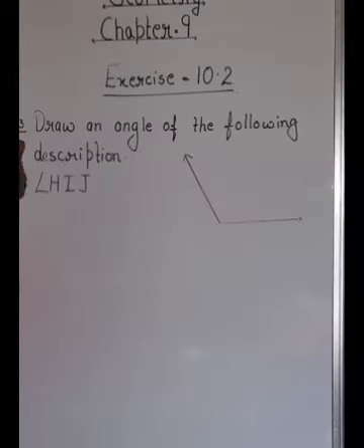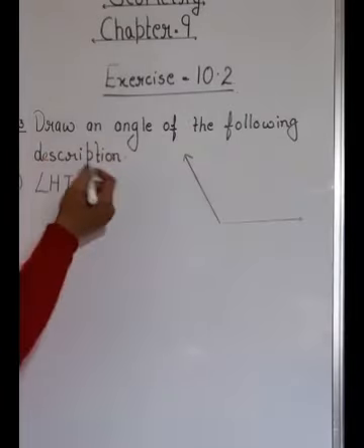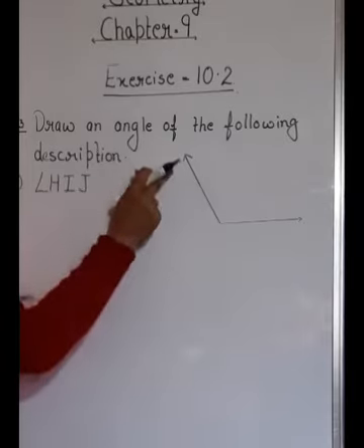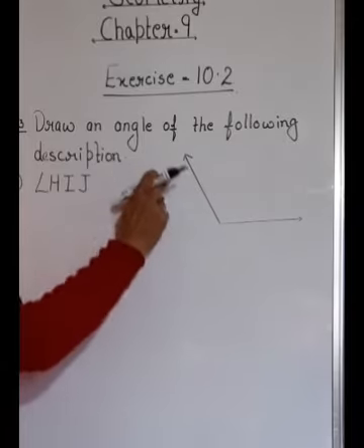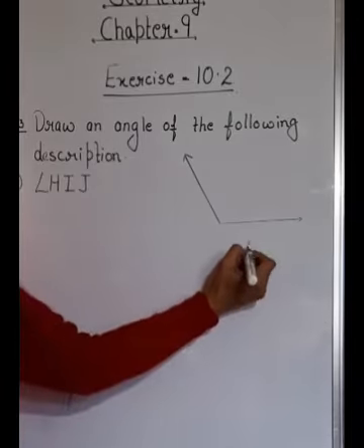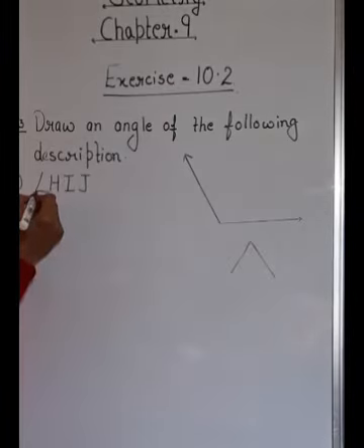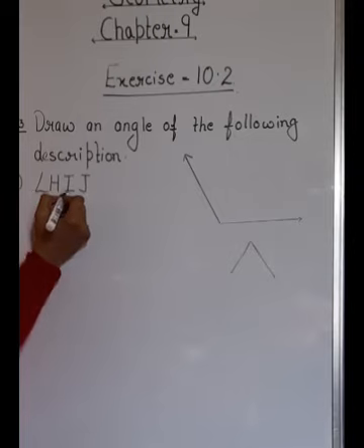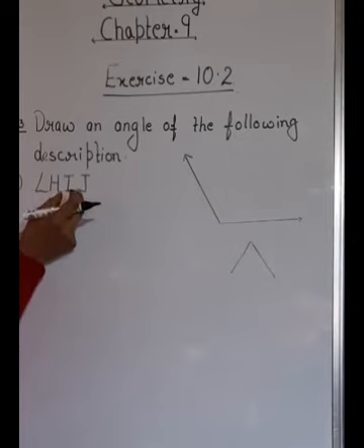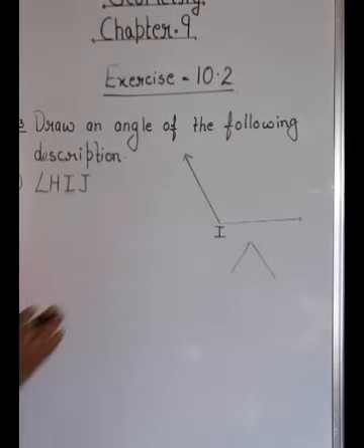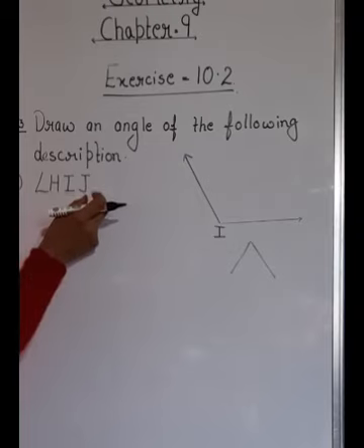Clear? Now question number 3 is: draw an angle of the following description. They have given you the name of an angle, that the angle name should be angle HIJ. So first of all, you will draw an angle. It is your choice, you want to draw it like this or like this. I have drawn it like this. Now they have named the angle HIJ. You can see that I is in the middle. It means I should be the vertex of the angle. So you will write I over here. Clear? Now first is H and the last one is J.